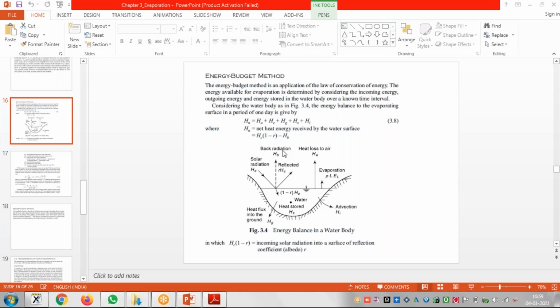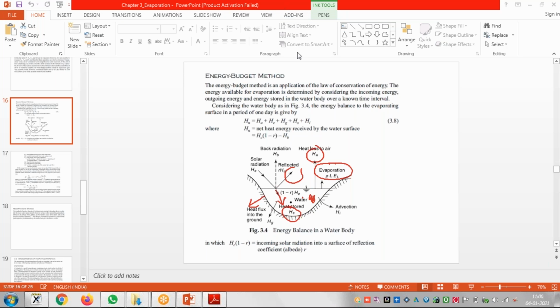Hc means solar radiation. Back radiation means Hb. Reflected and back are a little different: reflected means it goes into the atmosphere, and back means it is again going there, right? Then Ha means heat loss due to the air, and the loss from the water body is evaporation, right? Some of the energy is absorbed, that is Hs. And Hg is the heat flux into the ground. Some of the heat is going into the ground, some into the water.